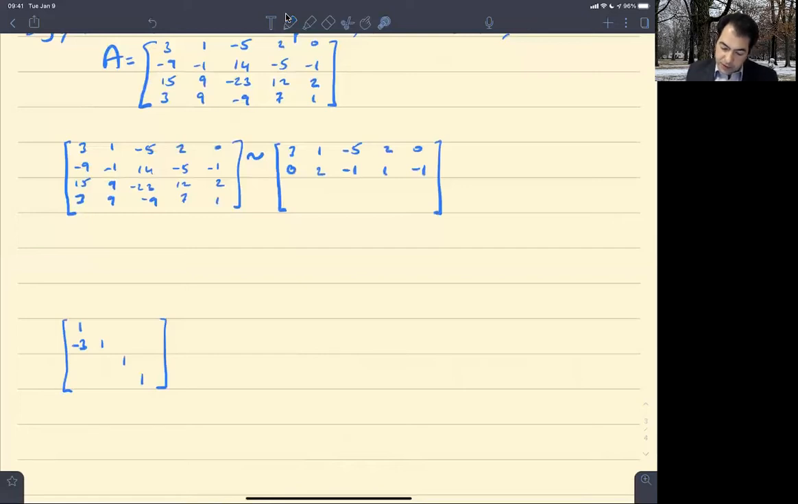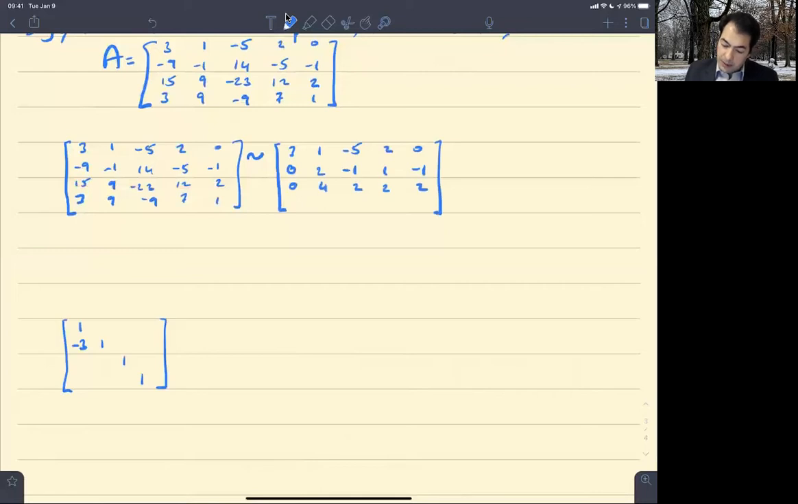Okay, next, this row, right? I want to get rid of the 15. So what I'm going to do is multiply this row by minus 5 and add it to this one. Okay, so I do that. I end up with 0, 4, 2, 2, 2.